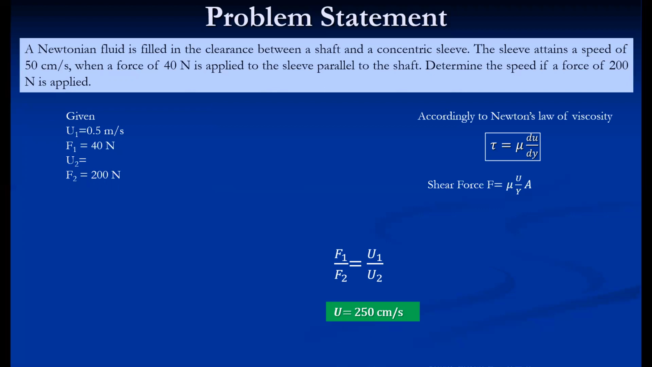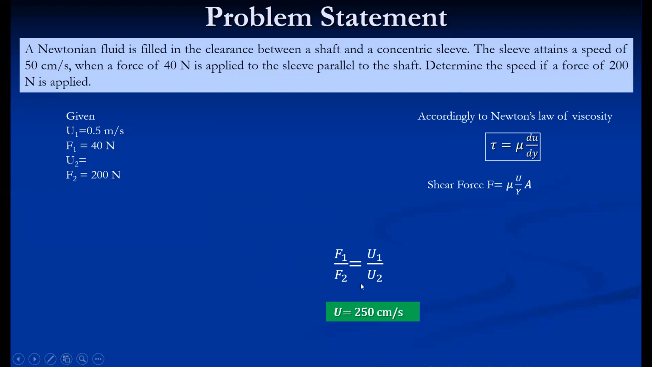So here F is proportional to U. So F1 is equal to some constant times U1, and F2 is equal to some constant times U2. If we take a ratio of both F1 and F2, we get this expression: F1 by F2 is equal to U1 by U2. So obviously, F1 is known to us, F2 is also known to us. The only unknown is U2, that is 250 centimeters per second. Through common sense also, this is 50 centimeters per second. So obviously the speed is also increased if the force is more.